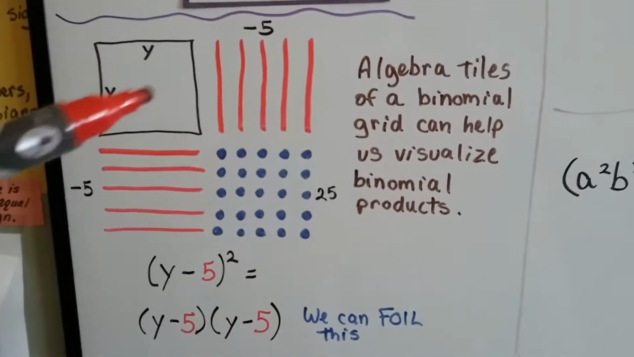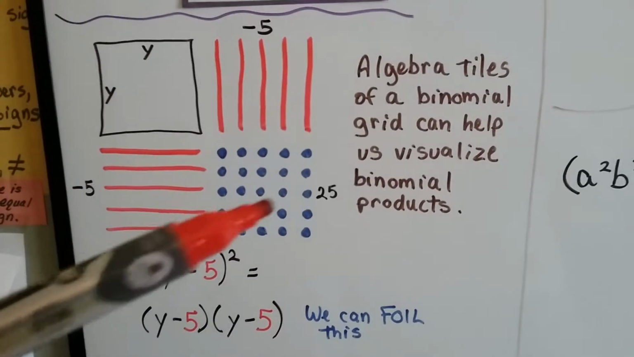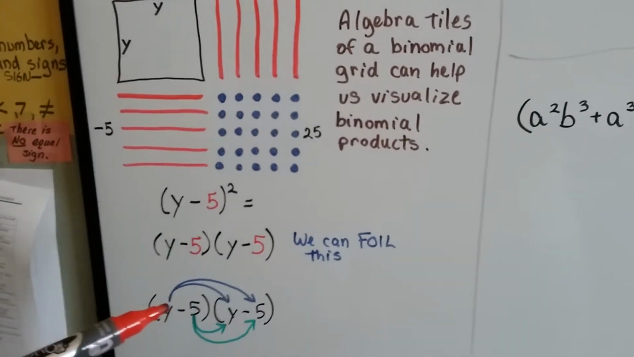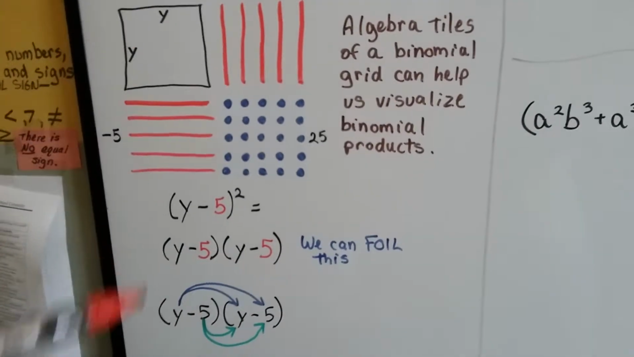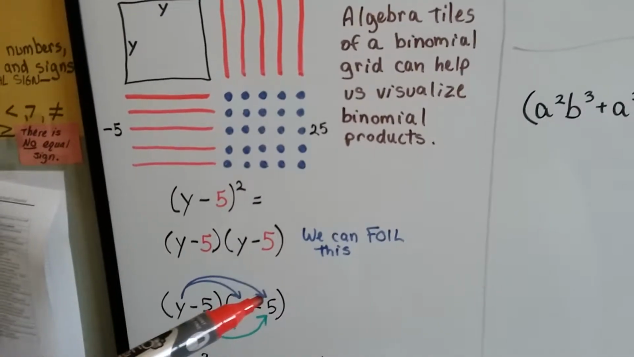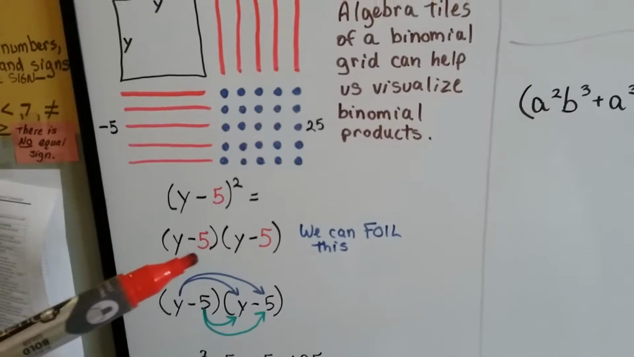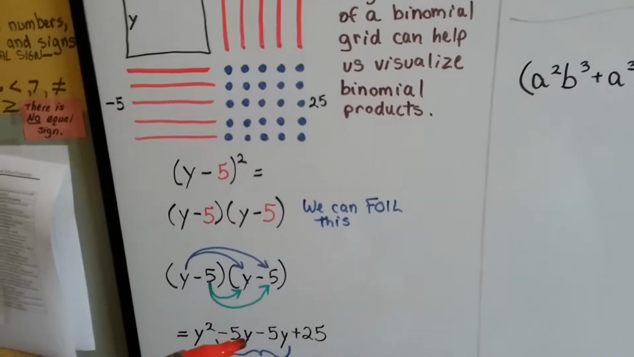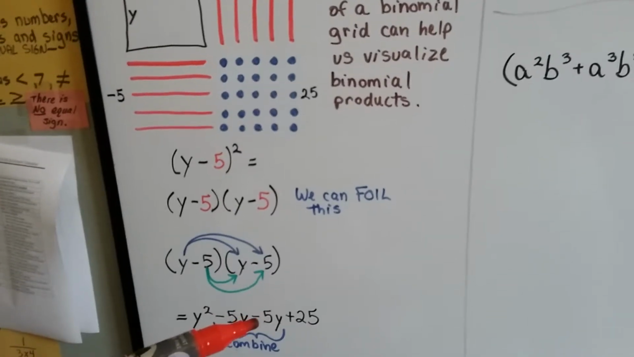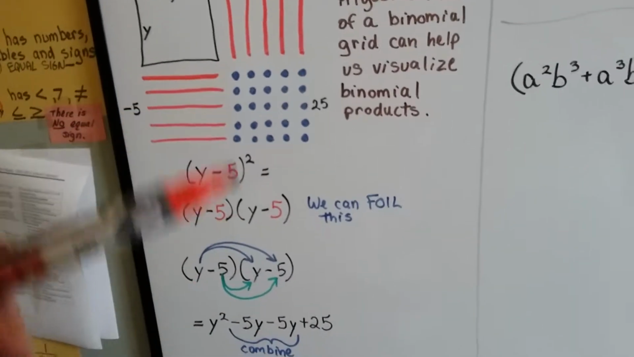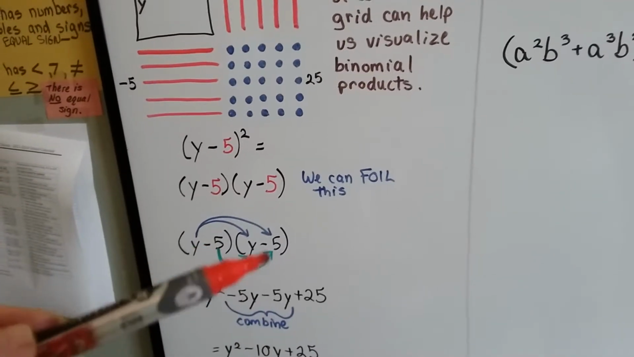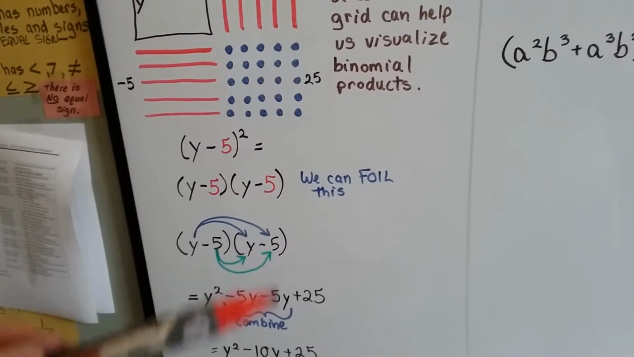We've got y squared minus 5 plus 25. We FOIL this, and we do y times y. That gets us our y squared. Then we do y times minus 5, and that gives us a negative 5y. We do negative 5 times y, that gets us another negative 5y, see? And then we have plus 25 because of the negative 5 times negative 5, see?